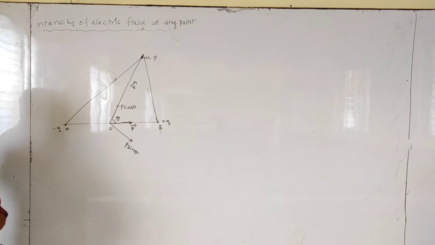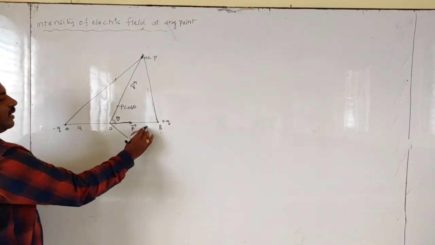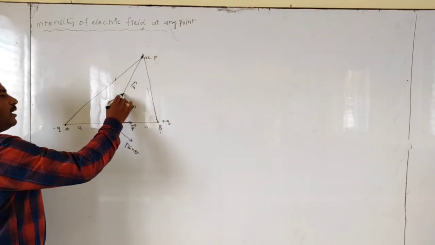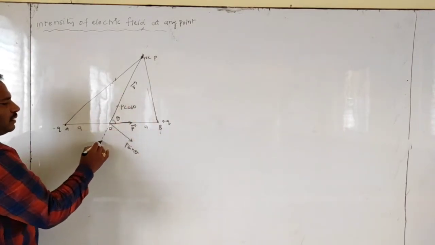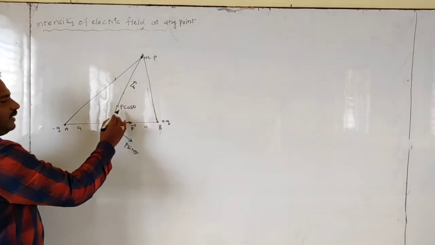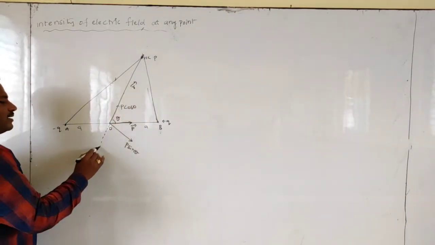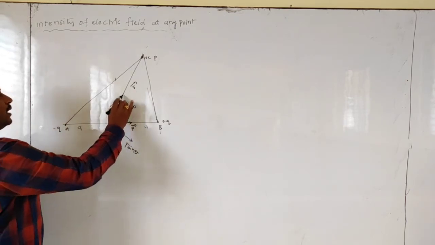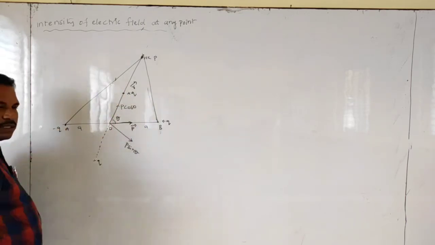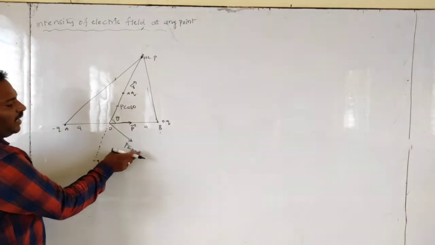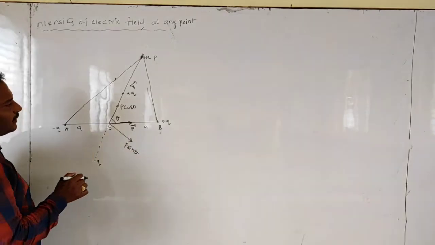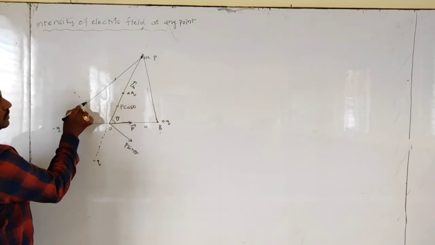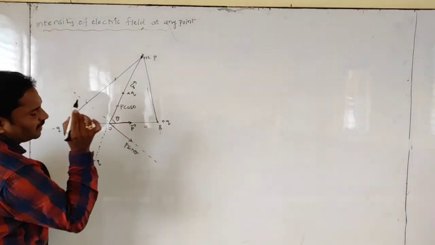Now this is A. Let's say we are assuming the dipole moment is in this direction, which means we are considering pseudo dipoles here, minus q here and plus q here. And also there is a dipole moment in this direction. That means in this direction also there is a pseudo dipole. Pseudo dipole means imaginary dipole.